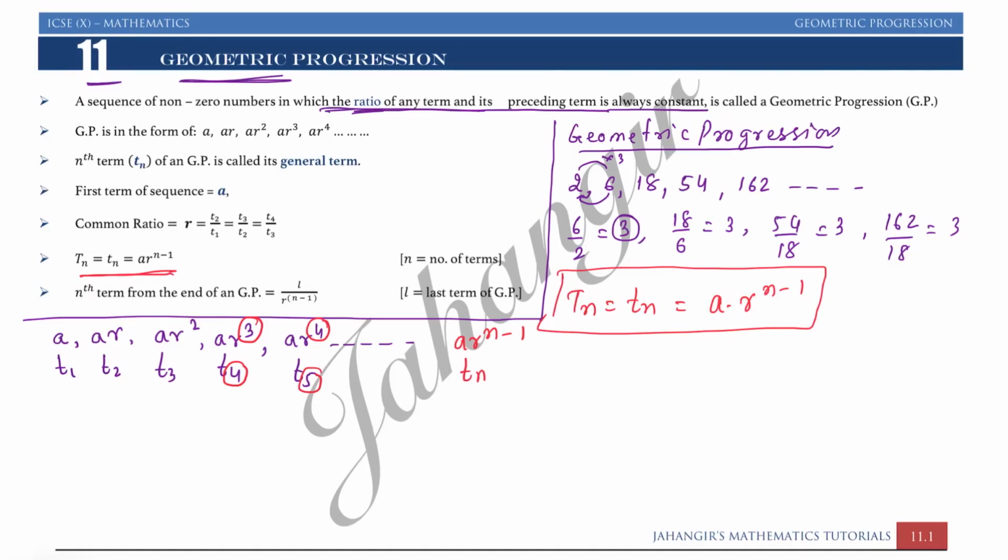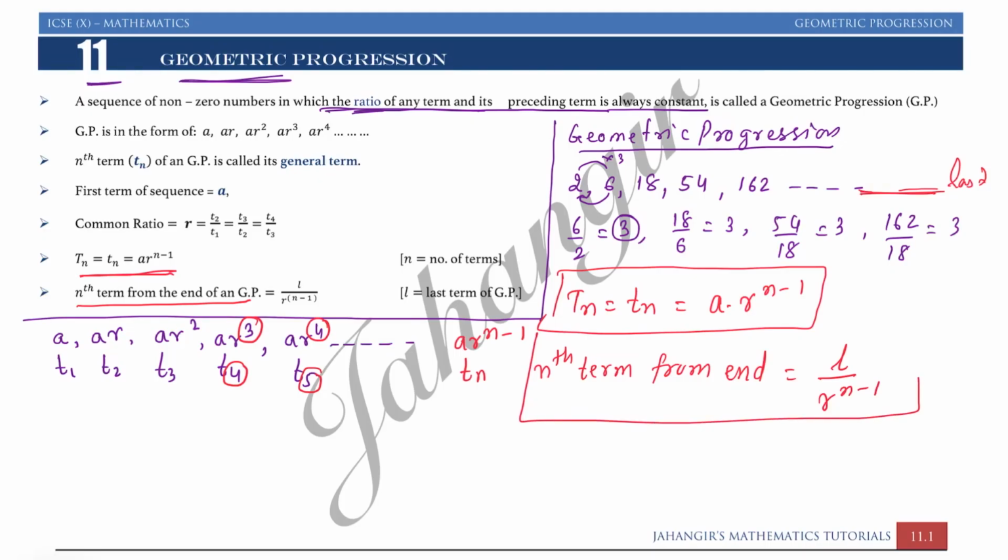Now, nth term from the end. That also I had explained to you, what is the nth term from the last. If you know the last term, then you can find the fifth term, fourth term from the last by taking the formula: nth term from end is equal to L upon r raised to n minus 1. These are the two main formulas which we are going to use for the first exercise.